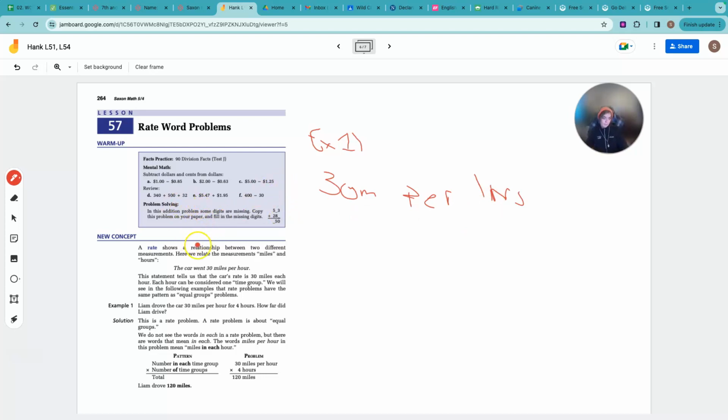You ain't even playing. So, number in each time group. So, 30 miles per hour, right? And he went for 4 hours. So we're going to multiply it. And we're going to figure out how far Liam drove. So let's get into it. 4 times 0. We already know it. It's 0, right? 4 times 3. That would be 12. So we're going to put 12.